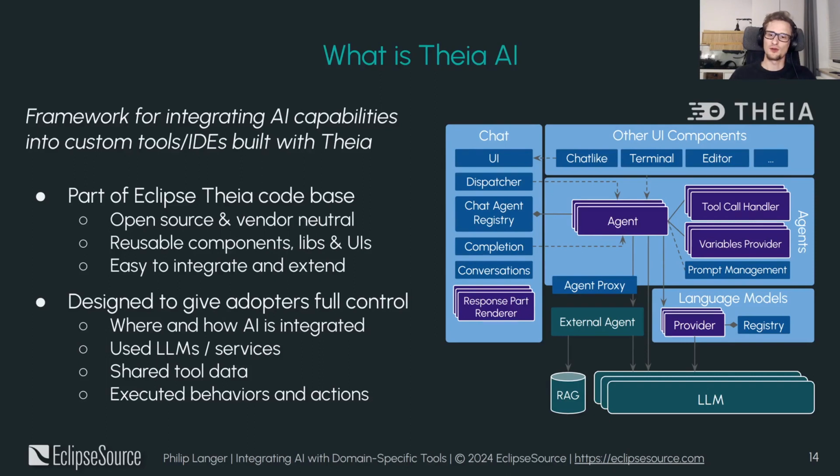So let's have a look at what Theia AI actually provides. It provides a chat window, and that's really the center of it, agents, tool call handlers, variable providers, and prompt management frameworks. And basically, these agents can then talk to LLMs that are provided by language model providers, and any other UI component in a Theia application can access, besides the chat, these agents to give some tasks to an LLM. So let's start with agents.